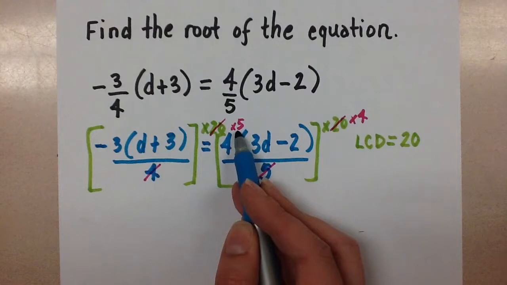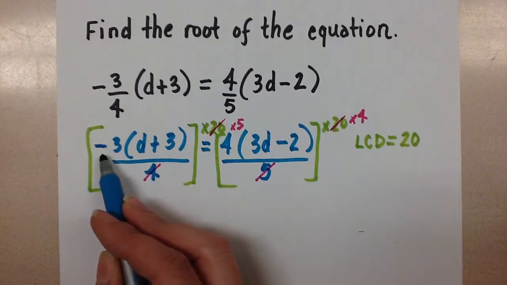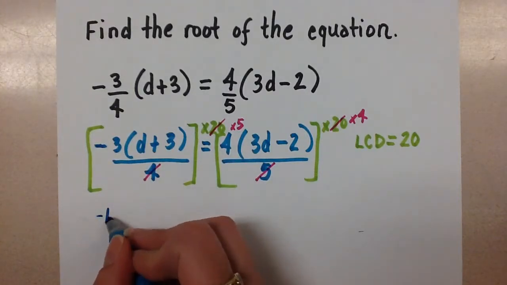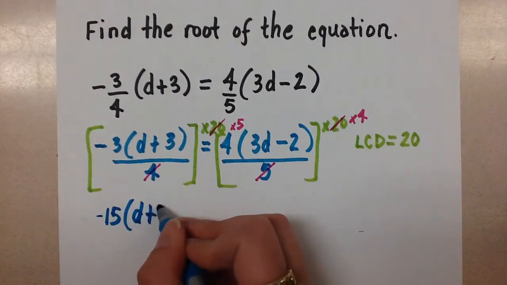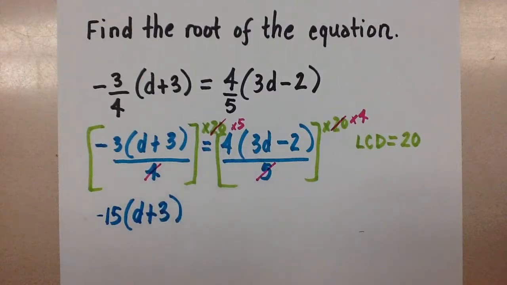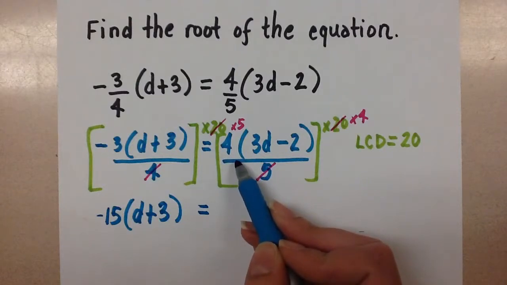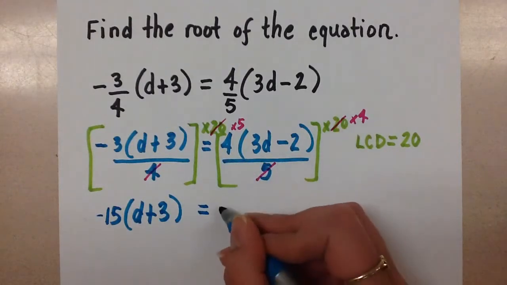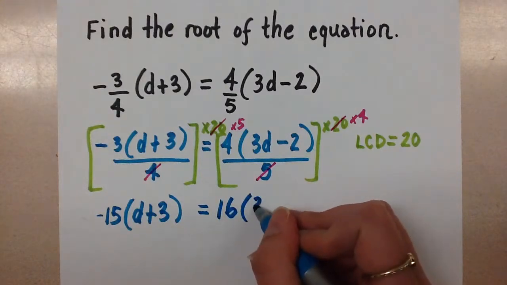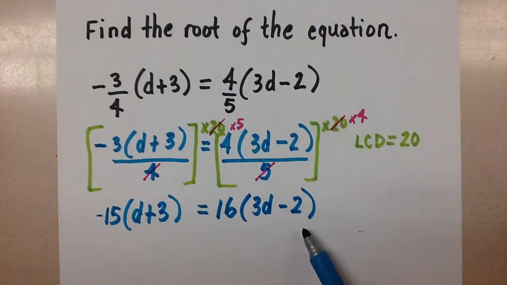So if we have times 5, the coefficient on the brackets here was negative 3. We're going to multiply the two numbers. Negative 3 times 5 is negative 15. And then we have d plus 3 in the brackets. And the denominator now is gone because it canceled with that 20. Equals. We have times 4, and the coefficient on the brackets was 4, so 4 times 4 is 16, and then in the brackets 3d minus 2. Now look at how we've reduced this equation down into something much simpler, and all of our fractions are now gone. So we know how to solve this now.